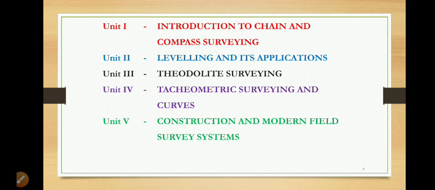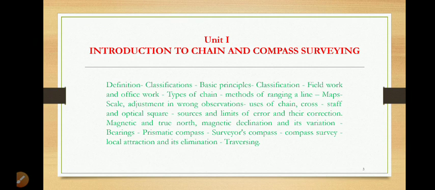And the fifth unit, conception and modern field of surveying systems. In this fifth unit, we look at what advanced instruments are available for surveying, and how to construct a building, what steps are going to be taken. These kinds of things we are discussing in this unit. Let's see unit 1, introduction to chain survey and compass survey.